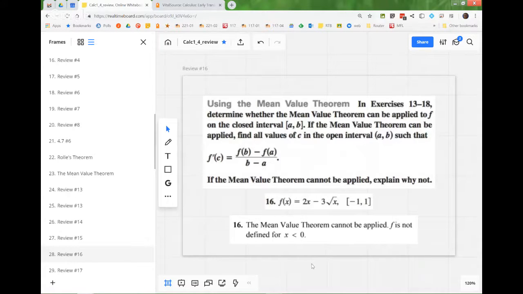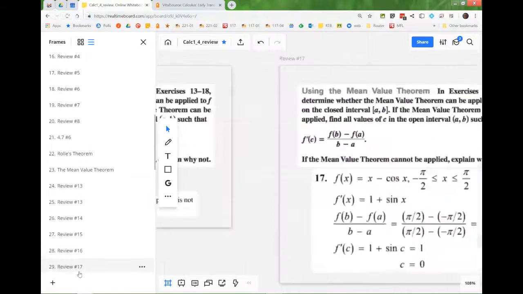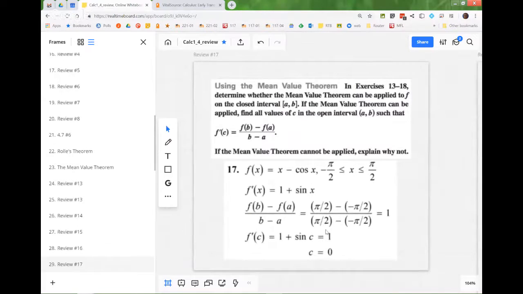So I just wanted to point out to you, don't make an assumption right away that everything's fine. Make sure you check. That if is a big word there: if the mean value theorem can be applied. And then other problems like number 17, cosine x minus cosine, that's continuous. We don't have a problem there. And the interval is from negative pi over 2 to positive pi over 2. So that one you're going to be able to do.